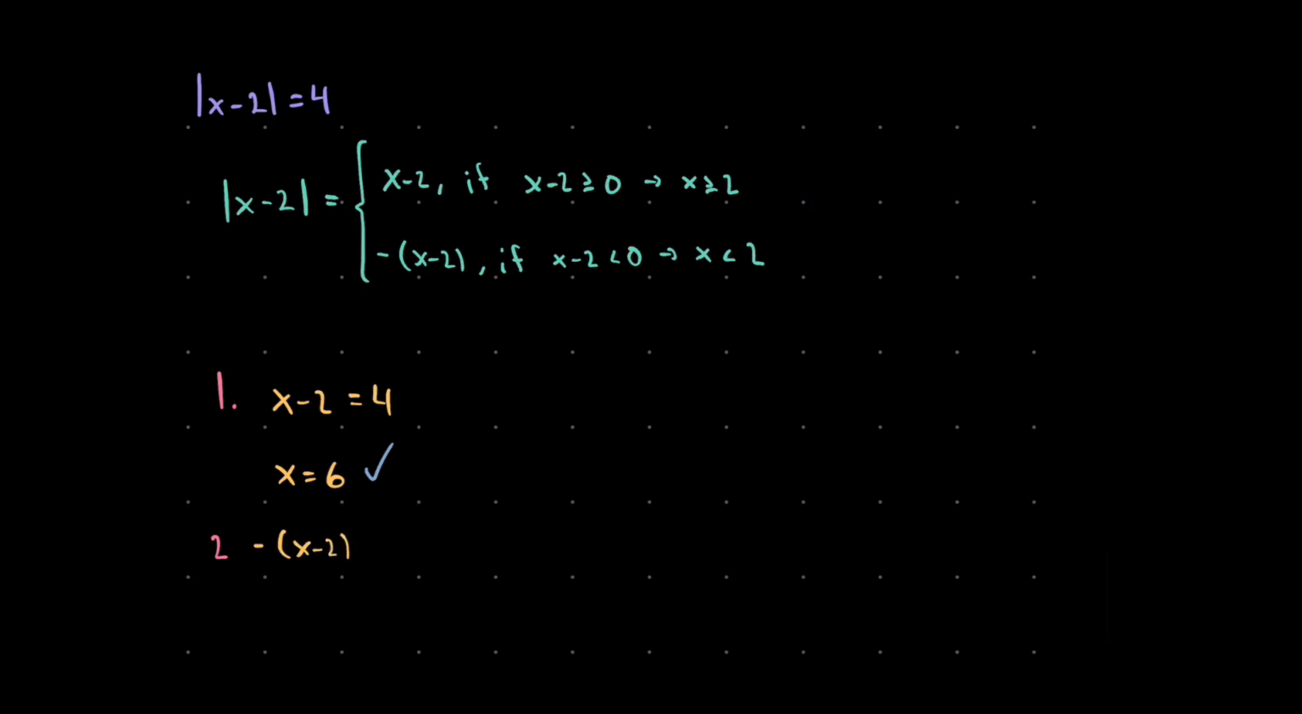In our second case, we have that the absolute value of x minus 2 is equal to minus (x minus 2), and this is equal to minus x plus 2, and it's equal to 4 as per the question, and by rearranging we get that x is equal to -2. Once again we need x less than 2, and -2 is indeed less than 2, so this case works as well. Therefore we can conclude that if the absolute value of x minus 2 is equal to 4, then x is equal to -2 or 6.